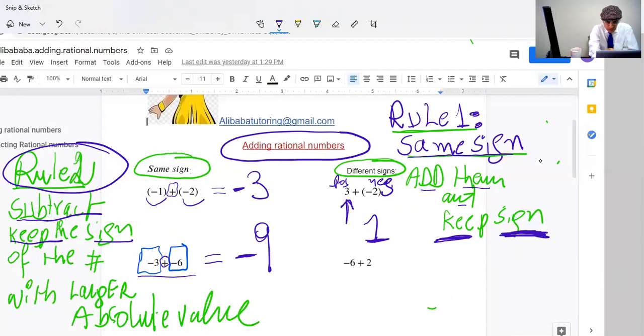Look at these two numbers. Forget about the sign. I got a 3 and a 2. The 3 is bigger than the 2. The 3 is positive, so this is positive 1. So the answer is positive 1. We usually don't write the positive next to it. We just write it as 1. Okay? All right. So rule 1, same sign, we add. Rule 2, different signs, we subtract. Okay? All right. So let's do a little practice.